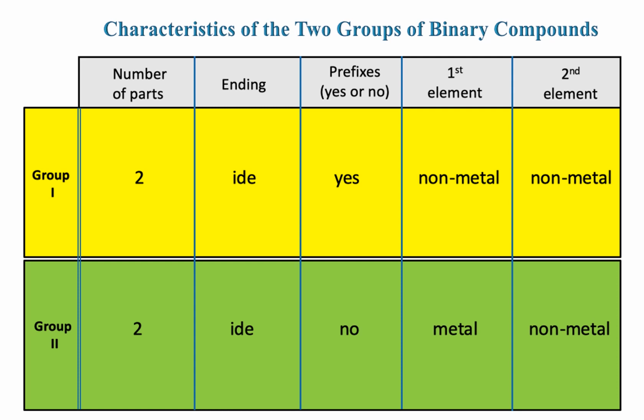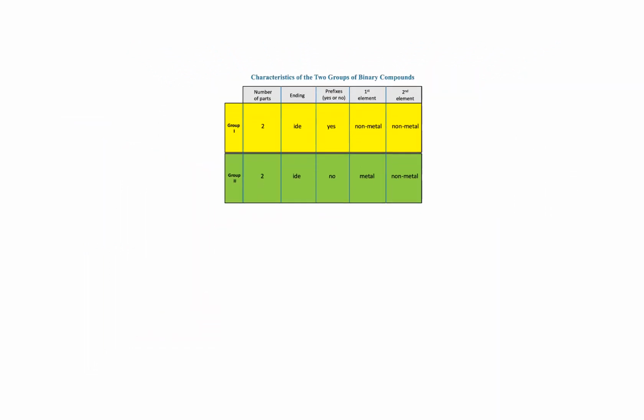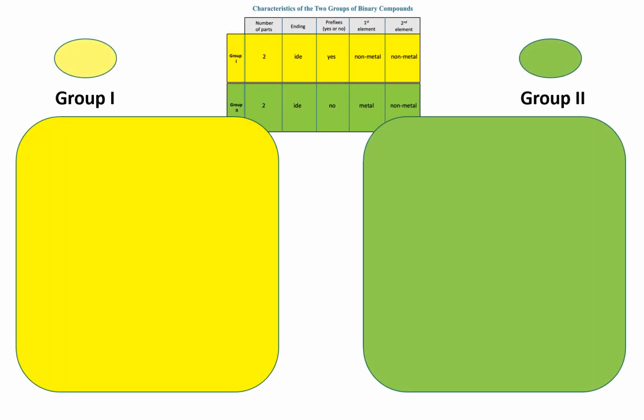Let's see how we can apply that practice. In the last chart, you tabulated the characteristics of the two groups of binary compounds and began to make note of the similarities and differences in the two styles. Now, we'll consolidate our observations from a different perspective and use, once again, a Venn diagram to highlight these similarities and differences.